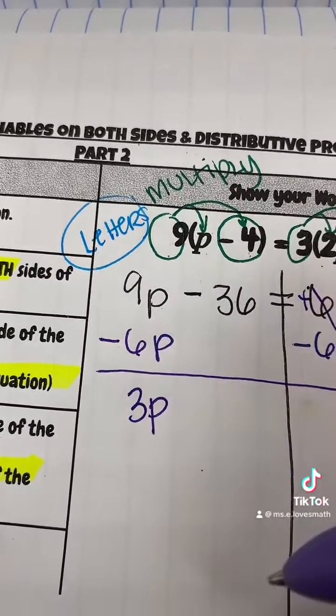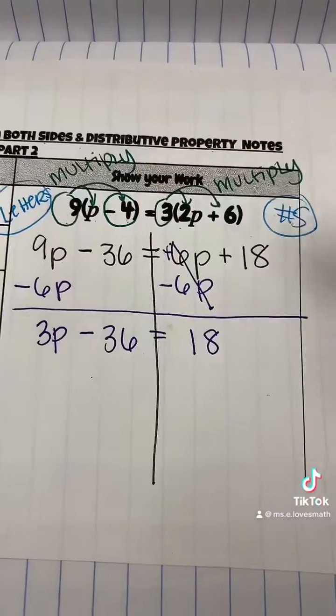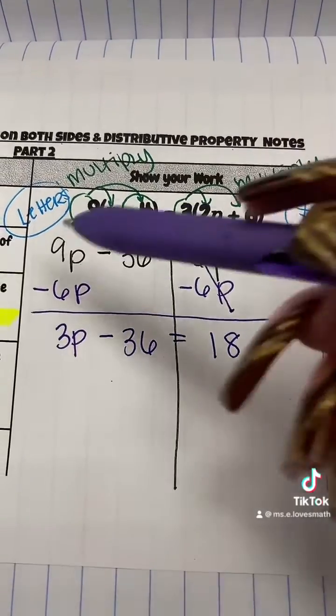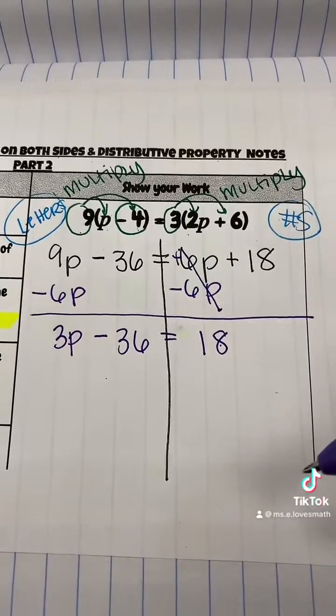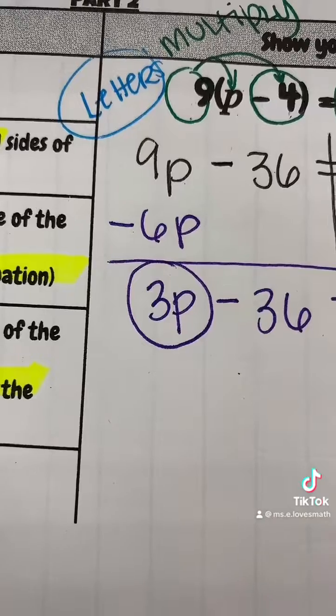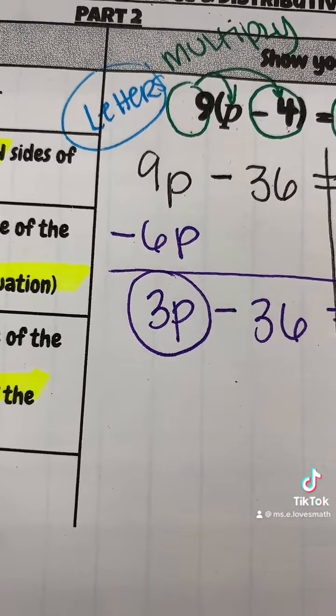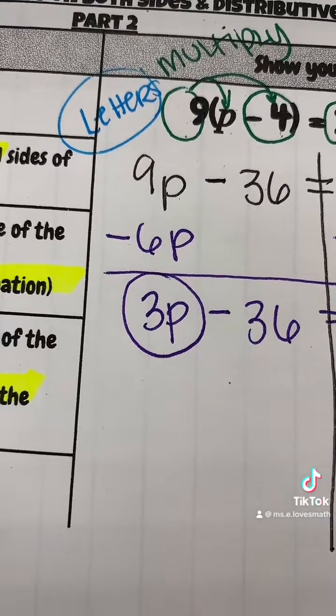9 minus 6 is 3p. Then we bring down the rest of the equation. We had 3p, bring down your minus 36, and bring down your 18 on the right-hand side. Lock it in. We want to keep this 3p here on the left-hand side of the equation.